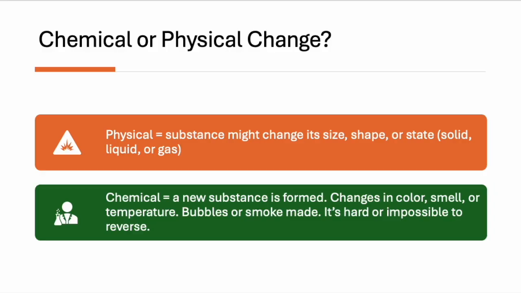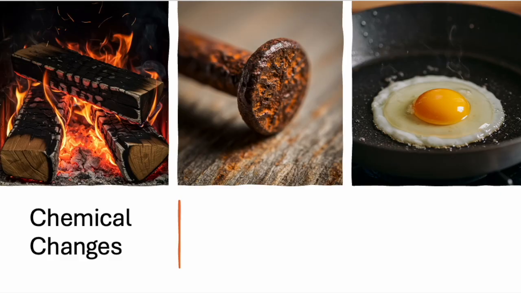Here are some examples of chemical changes. Burning wood. The wood turns into ashes and smoke. Rusting of a nail. The nail forms a new reddish-brown substance called rust. Cooking an egg. The egg changes its texture and color.